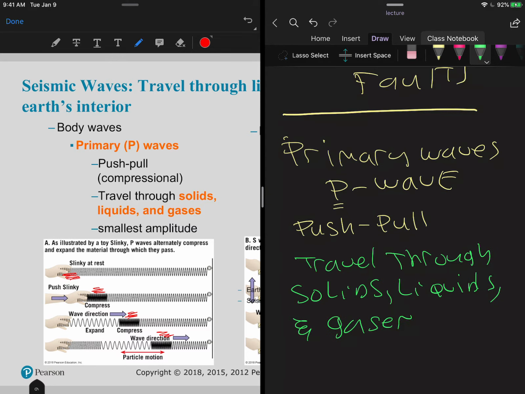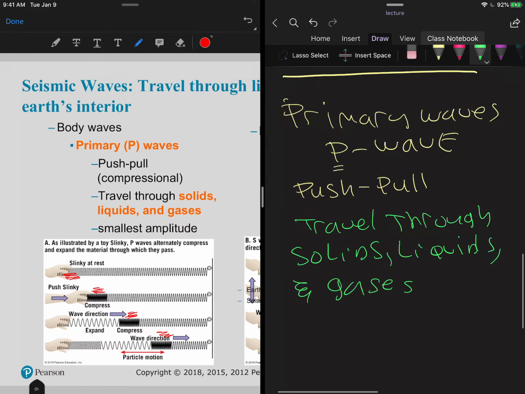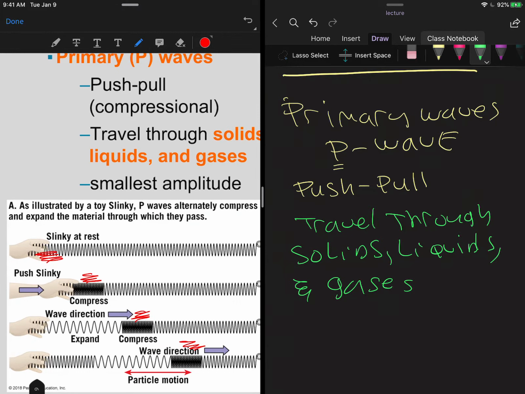And as far as the shaking, they have the smallest amount of up and down shaking. What that means is that if you're standing on the ground here, the wave is going to pass you and you're not going to notice that much because it's not forcing you to move up and down. It's only moving side to side.